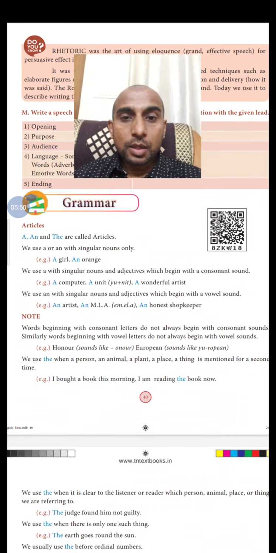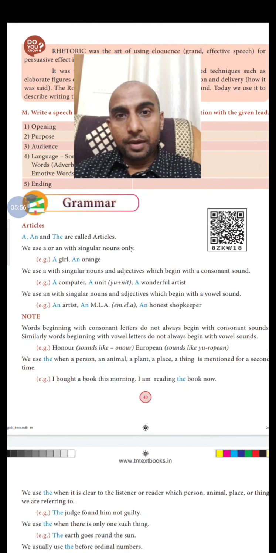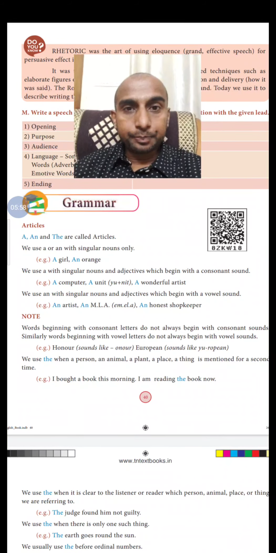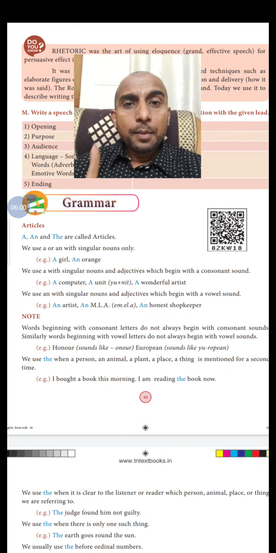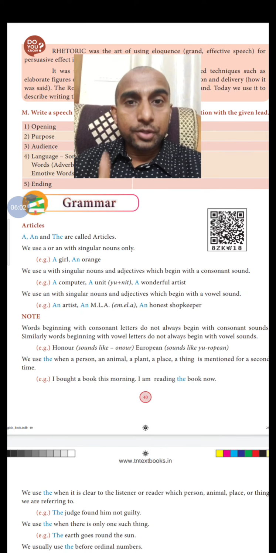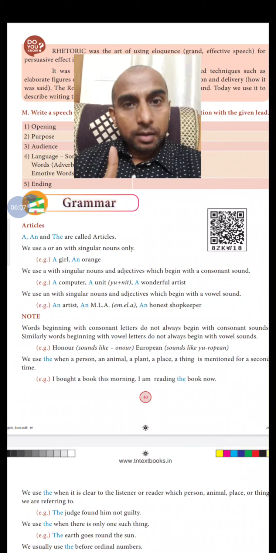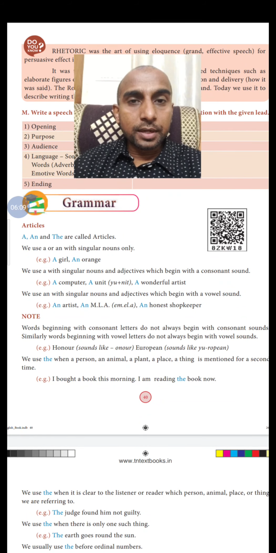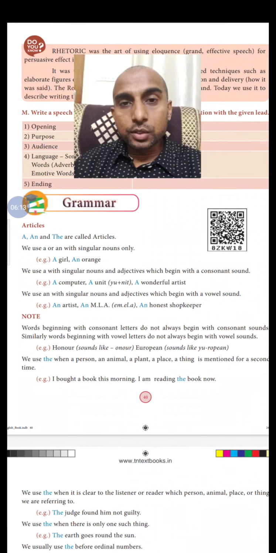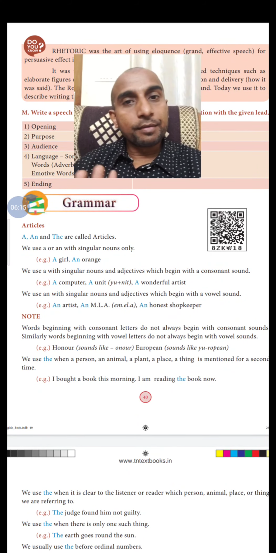Honor sounds like "onor". That H will become silent. Honor. So that is a vowel sound. So this is what you have to be very careful about when you're using a and an. You should use a before a singular noun or adjective, and you'll use an before a singular noun or adjective. The difference between a and an is that you'll use a before consonant sounds and an before vowel sounds.